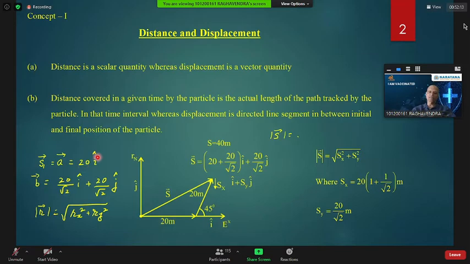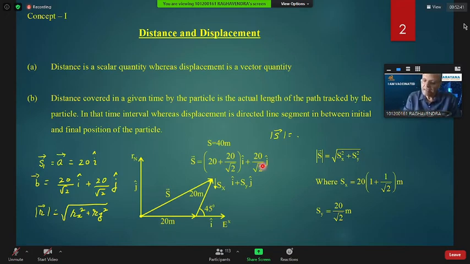Resultant will be how much? 20i plus 20 by root 2 i. See here, and it doesn't have any j, y component. Only second vector has y component. So if you add, it will be 20 by root 2 j. So displacement vector will be 20 plus 20 by root 2 i plus 20 by root 2 j.